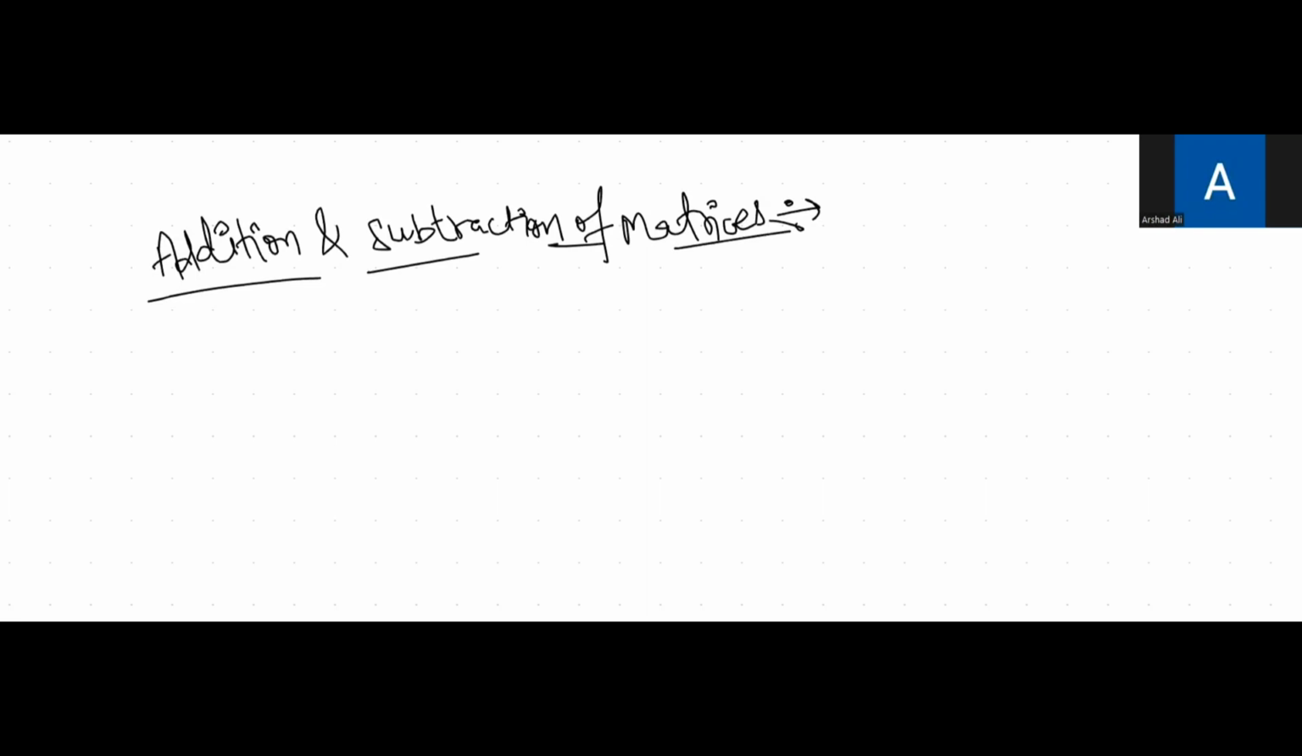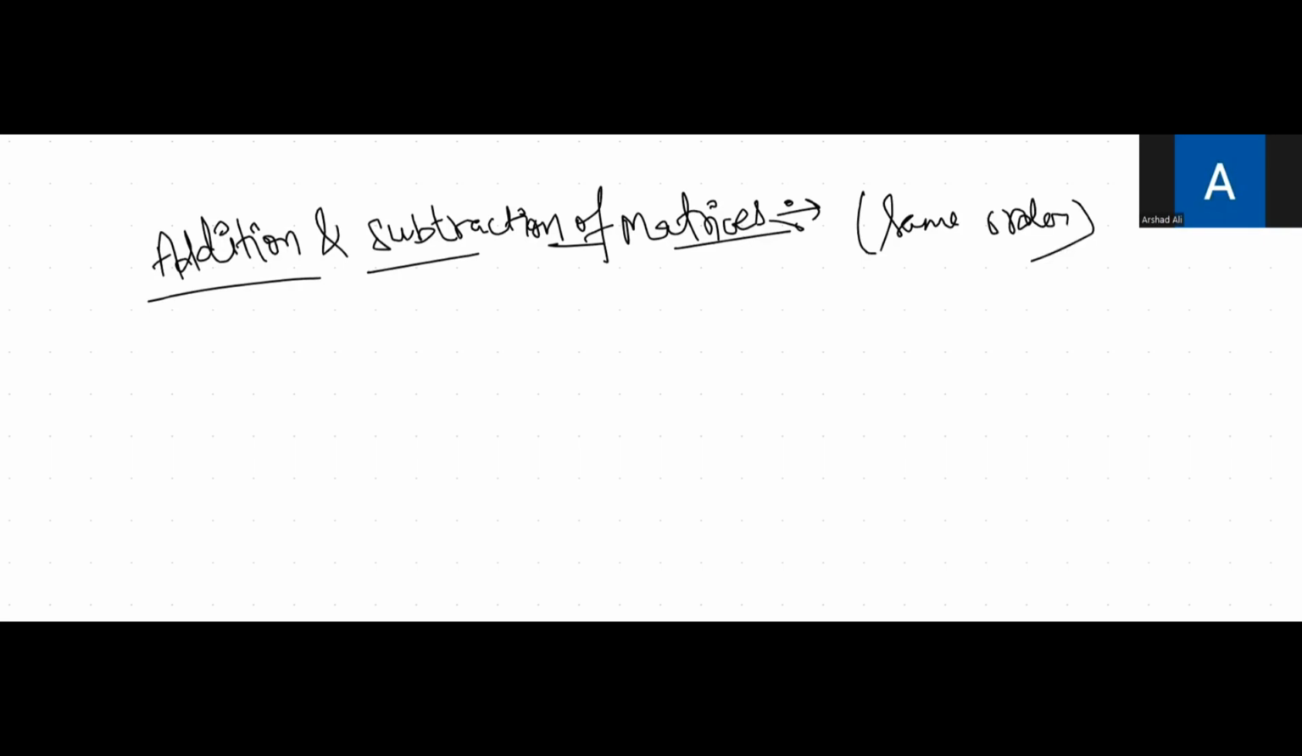Addition and subtraction of matrices. Okay, addition and subtraction of matrices. The important thing is we can add or subtract two matrices if they have the same order. Here, if you want, you can write in brackets: order should be same.